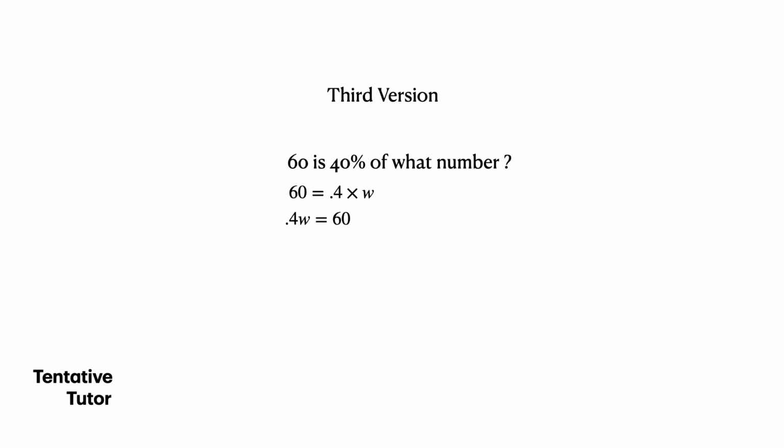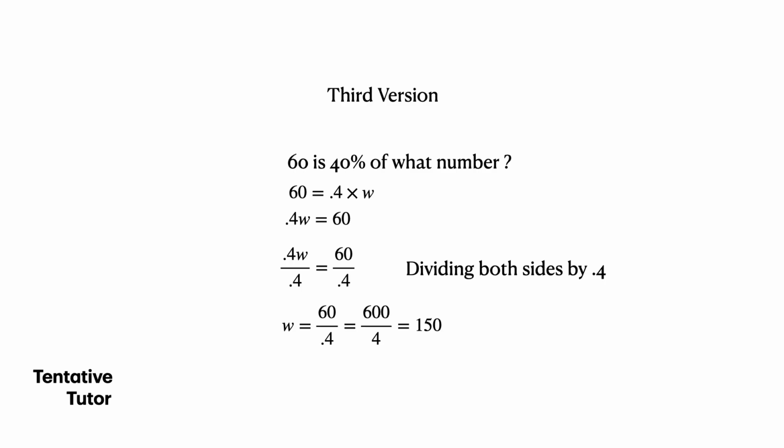How can we solve that for W? Once again, we divide both sides of the equation by 0.4. On the left, we get W. On the right, we get 60 divided by 0.4, which is 600 over 4, or 150. So the answer is 150.